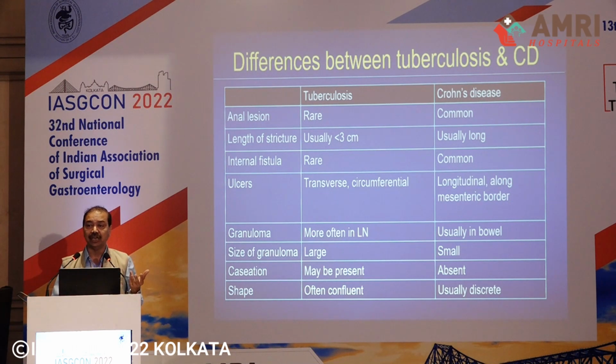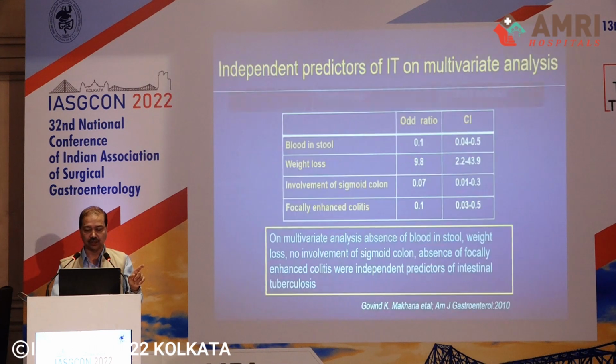So in clinical medicine, we go by probability. If the probability is 80%, you're often right. A probability of 100% doesn't happen in real life, particularly in this situation, differentiation between CD and TB. So I'll again skip this table and this table.